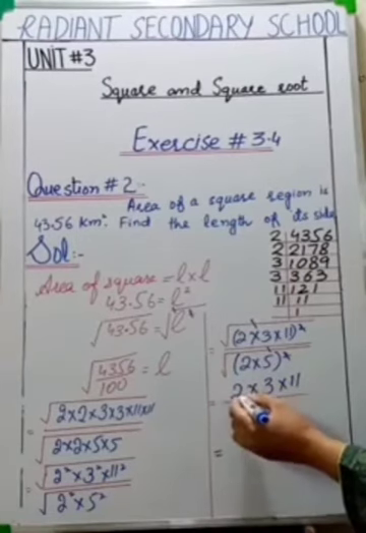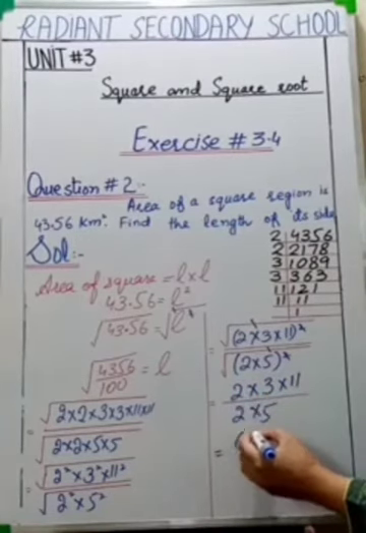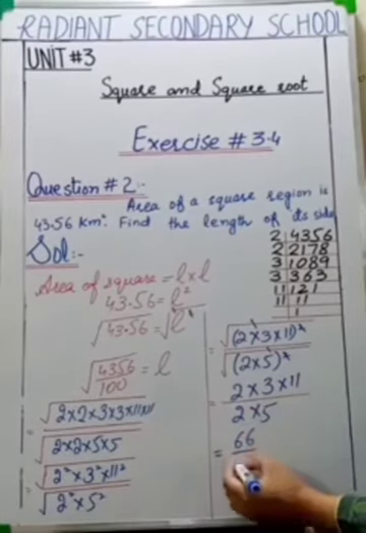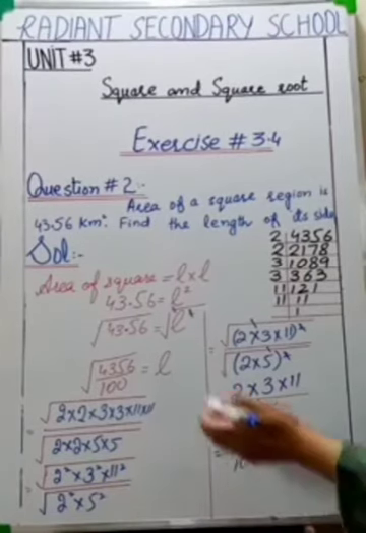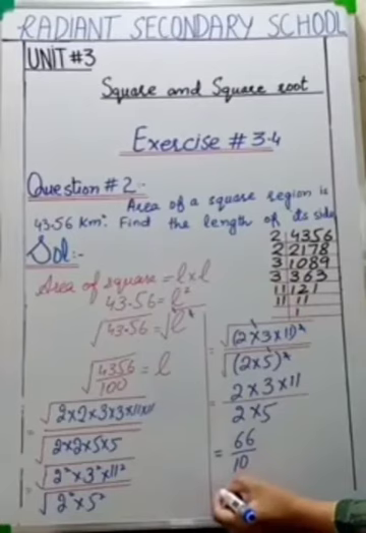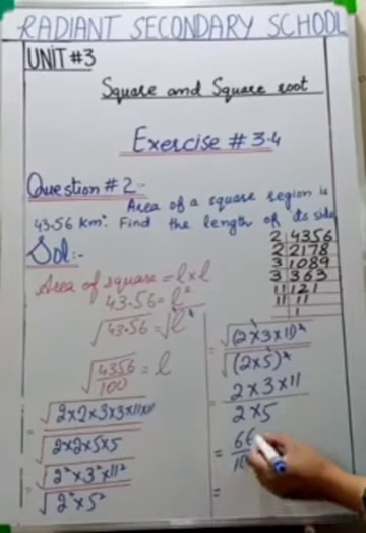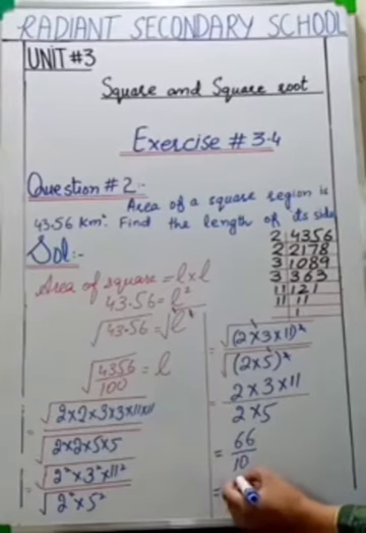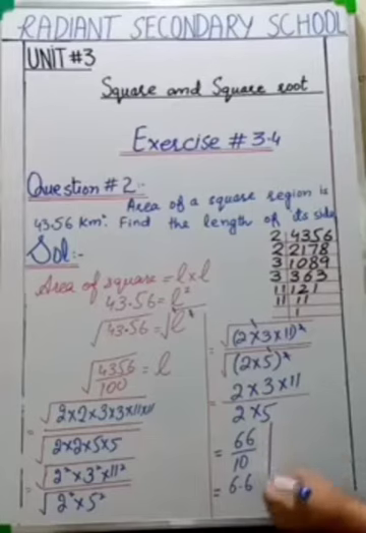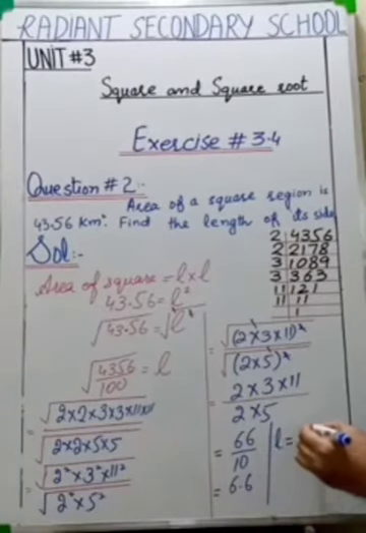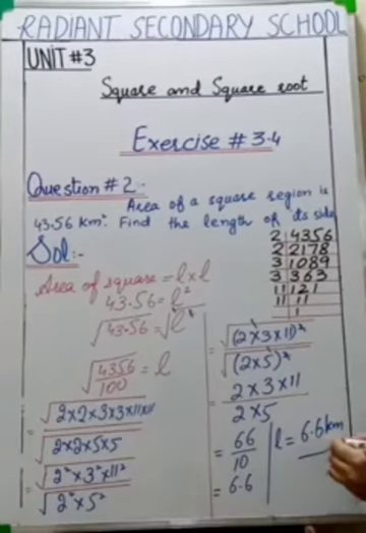3 twos are 6, 6 11s are 66, and 5 twos are 10. Because the area was in the decimal, that's why you have to convert the answer into the decimal. So when you divide 66 by 10, you will get 6.6. So the length of the square is equal to 6.6 kilometer.